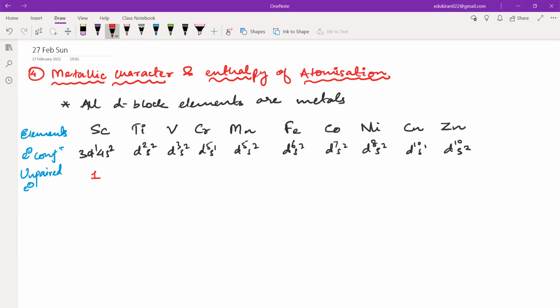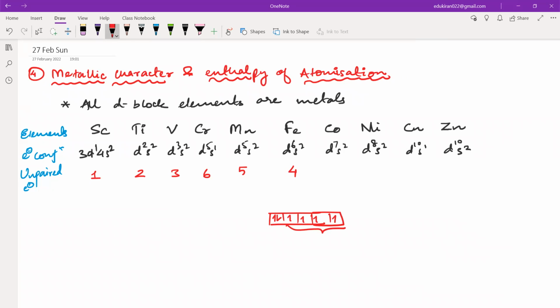Then in titanium, we have d2; these two will be unpaired, s2 is paired. In vanadium, you can see 3. In chromium, we have 5 plus 1, right? Because s1 is also unpaired and d5 is also unpaired. So we have 6 unpaired electrons. Then in manganese, s2 is paired and the 5 electrons in d are unpaired. Then s2 is paired and in d6, if you remember something from the 11th standard, d6 is 1, 2, 3, 4, 5, 6. So we have only 4 unpaired electrons here.